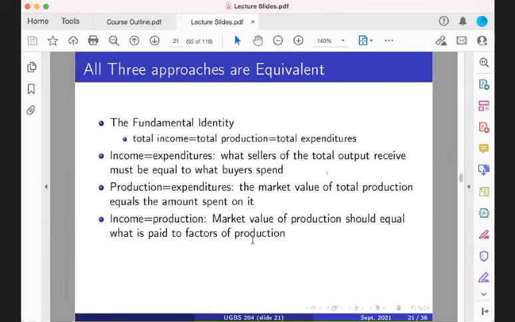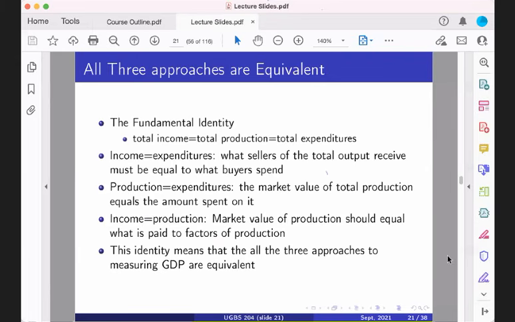So when you use the circular flow that we discussed earlier on, it makes it easy for you to appreciate that whatever approach you use, of the three, you should end up with the same value for GDP. This identity means that all three approaches to measuring GDP are equivalent. I've said this over and over again.